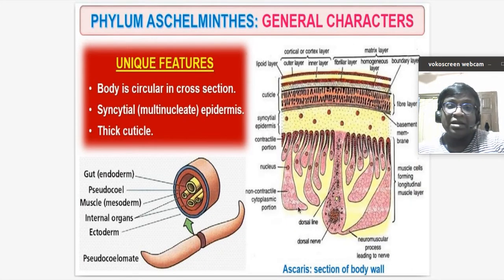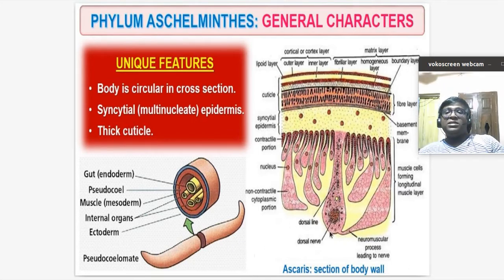The body is circular in cross section and they exhibit a syncytial, that is, multinucleate epidermis with more than one nucleus. They have a thick cuticle layer. Since they are parasitic forms, in order to prevent themselves from being digested by the digestive enzymes in the intestine, they have a thick cuticle layer which prevents them from being digested.